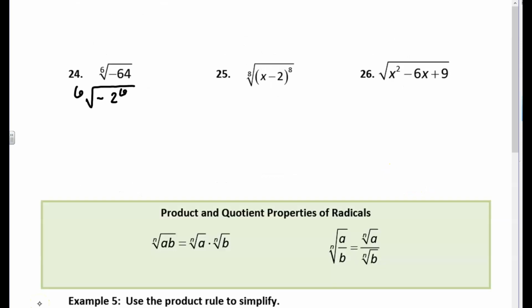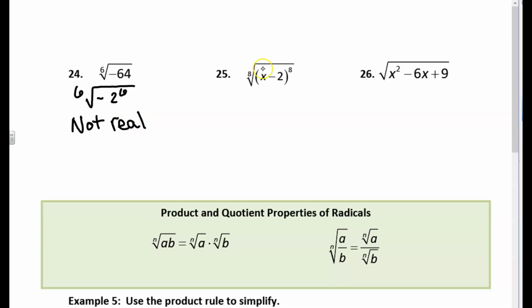Now, when we're looking at 24, something different's happening here because we've got the 6th root of negative 64. Well, 64 is 2 to the 6th. But if I raise a negative to a 6th power, it's going to become positive. So that negative really is sitting outside. And so what's happening here, I can't take the even root of a negative, so this guy is not real.